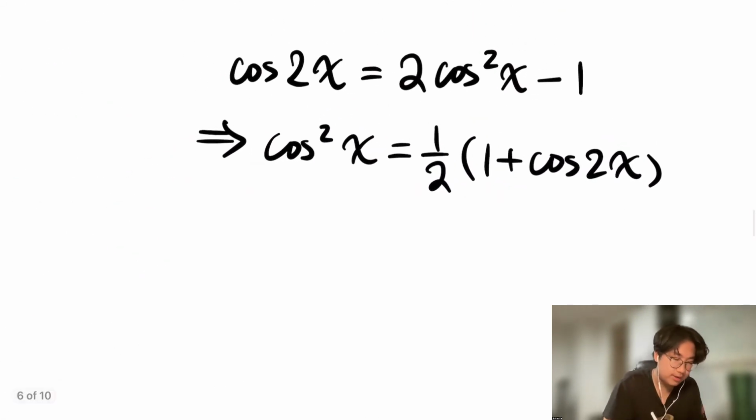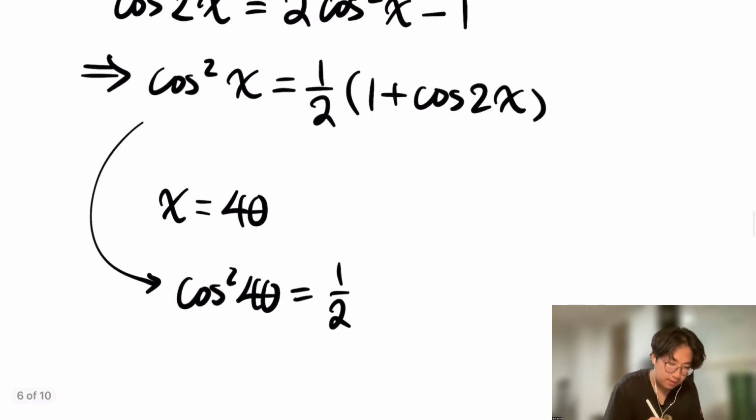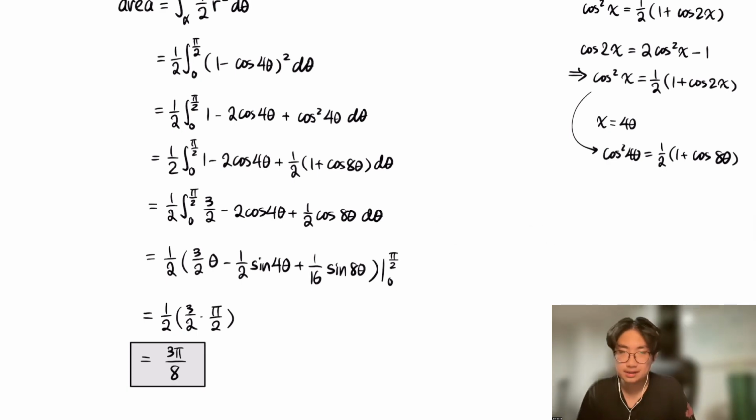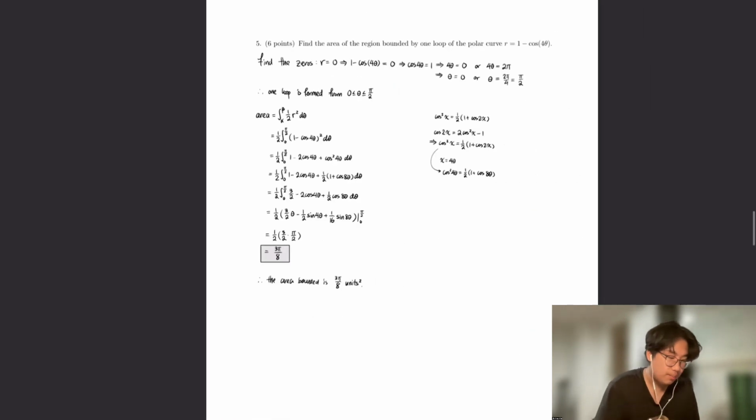So actually, here, I'll quickly write it. When it is uploaded, you can say x is equal to 4 theta, meaning here you get cos squared of 4 theta. It's equal to 1/2 times 1 plus cos of 8 theta. So this right here is the core component of actually integrating. Everything else is simply leading up to the setup, which is all of this work right over here.